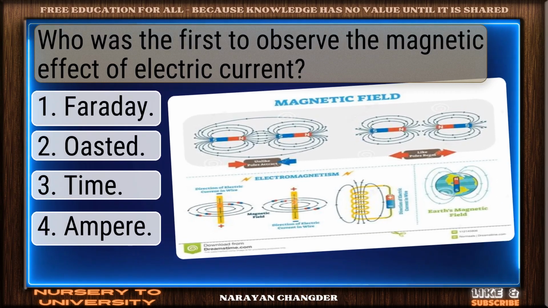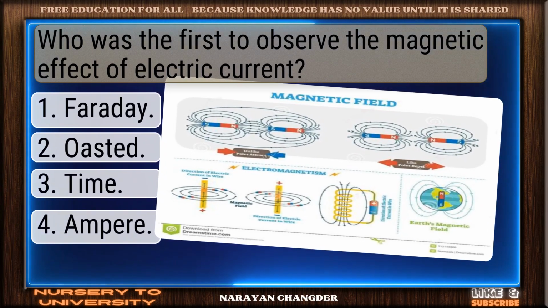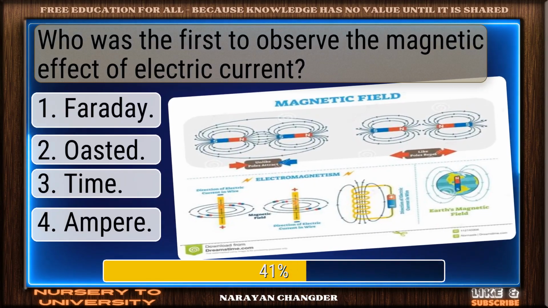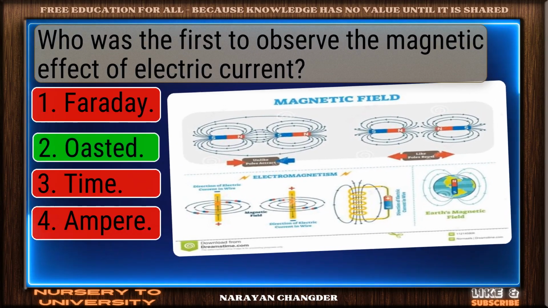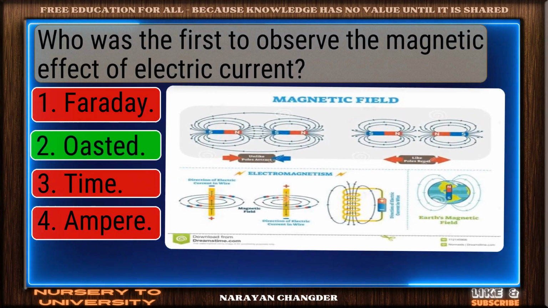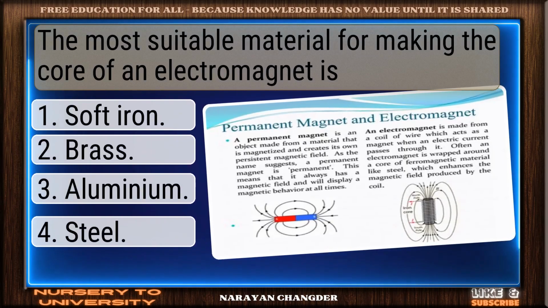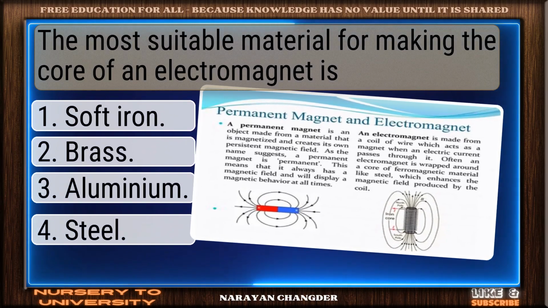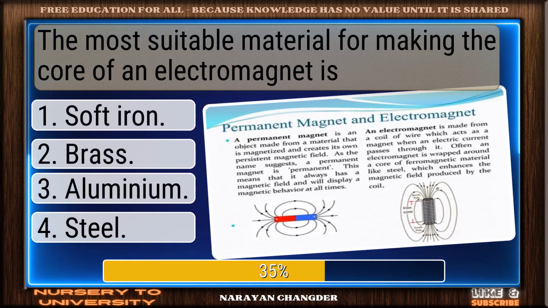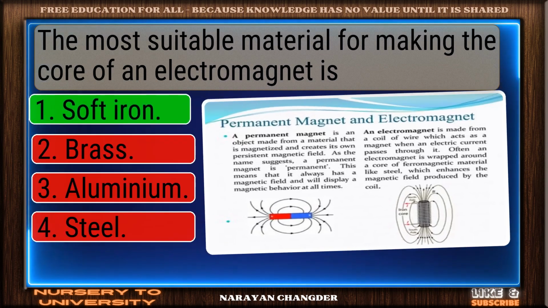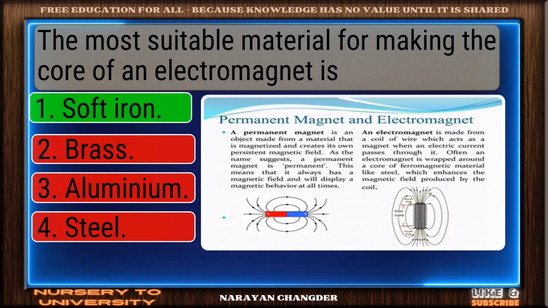Who was the first to observe the magnetic effect of electric current? Well done. Oersted is right. The most suitable material for making the core of an electromagnet is. You got it. Soft iron fits.